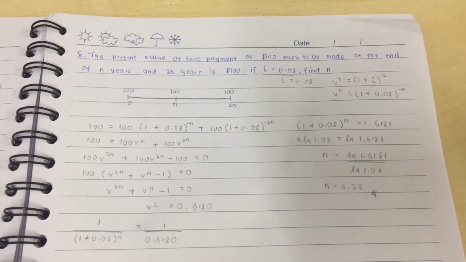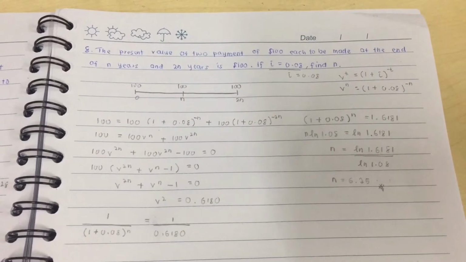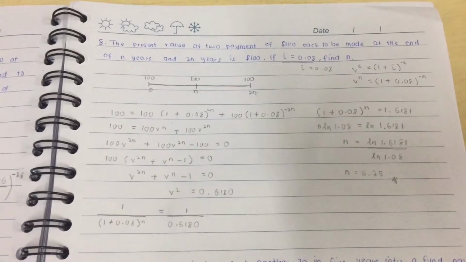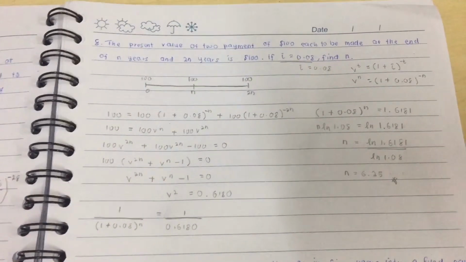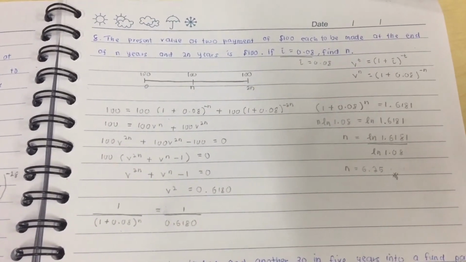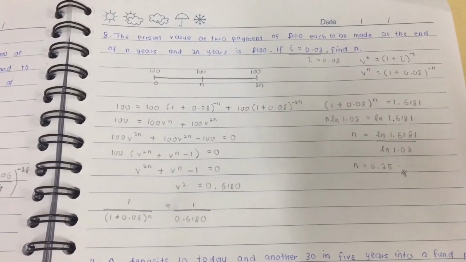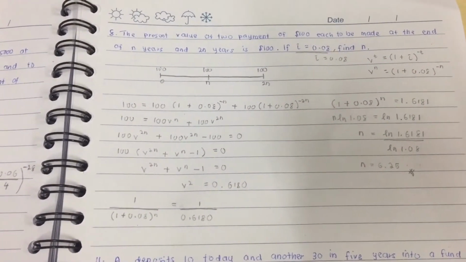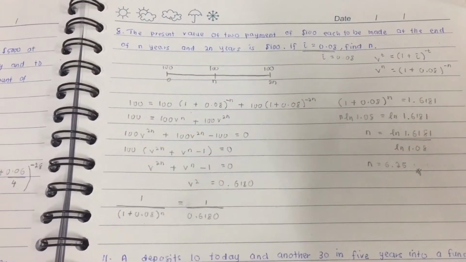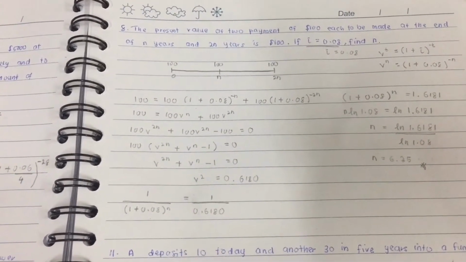Question 8. The present value of 2 payments of 100 each, to be made at the end of n years and 2n years, is 100. If i equals 0.08, find n. So timeline, dia kata dia bayar setiap tahun 100. So pada tahun 0 tu dia bayar 100, tahun N tu pun dia bayar 100, tahun 2N tu pun dia bayar 100. So kita buat dalam equation, dalam formula compound interest.